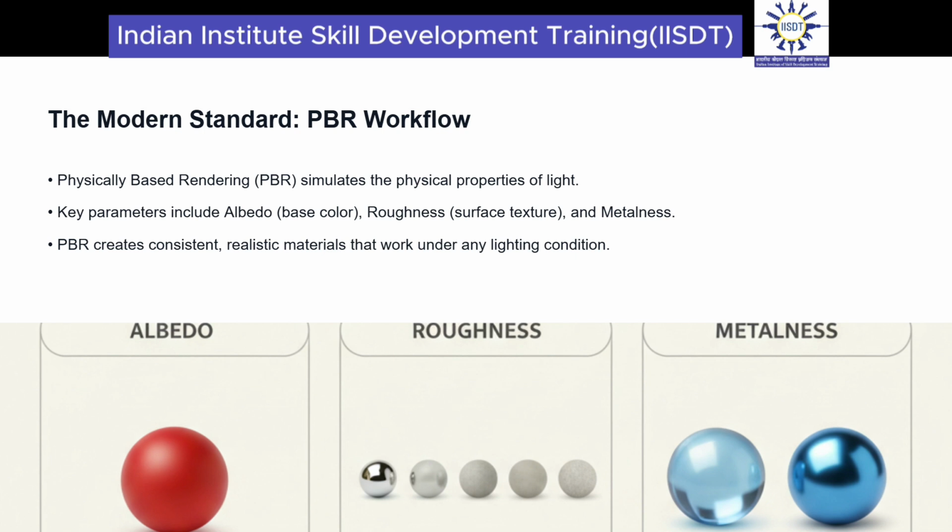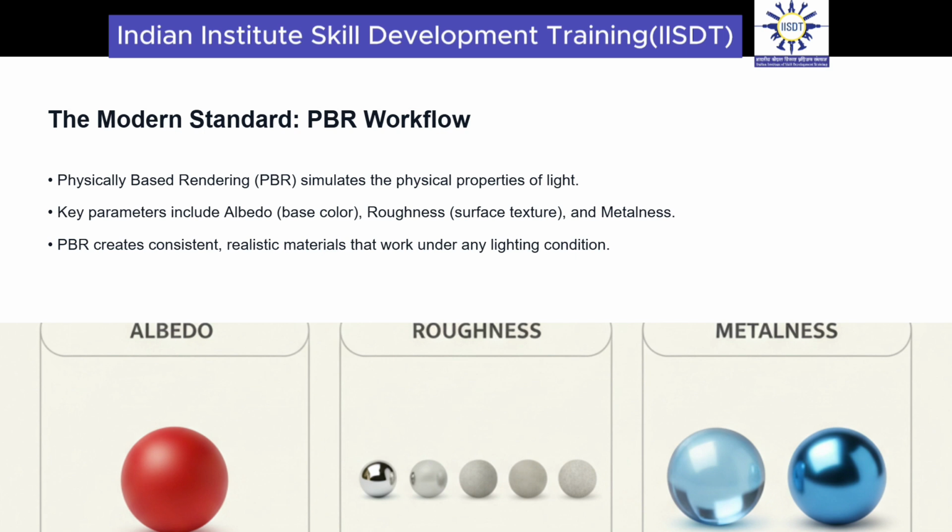Instead of vague sliders like shininess, PBR uses a set of easy-to-understand parameters. The first is albedo, which represents the pure color of a surface devoid of any lighting or shadow information. Next is roughness. This single powerful parameter controls how light scatters across a surface. A low roughness value creates a smooth mirror-like reflection, while a high roughness value creates a diffused matte surface. You can define everything from polished chrome to rough concrete with this one slider.